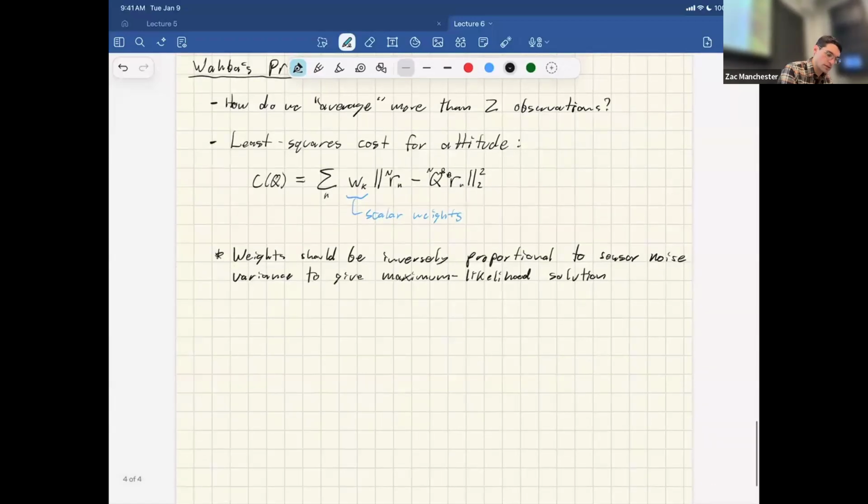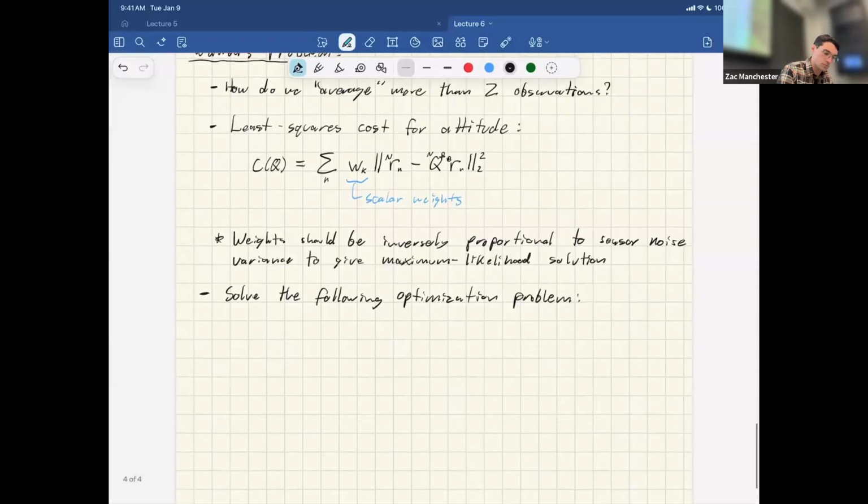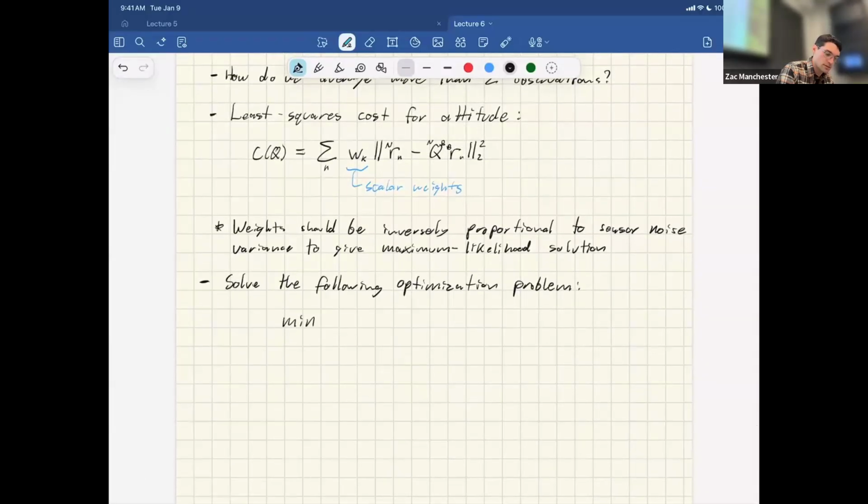Okay, so let's see. The game is we want to solve the following optimization problem. We want to minimize that Wahba loss function up there over Q. And then we have a constraint that Q has to be a valid rotation matrix.